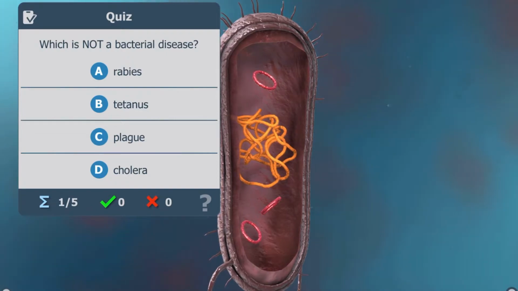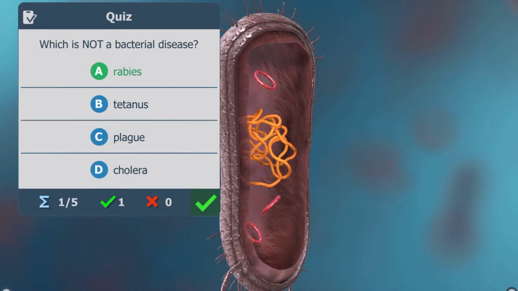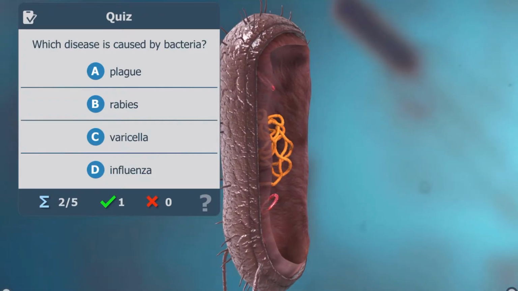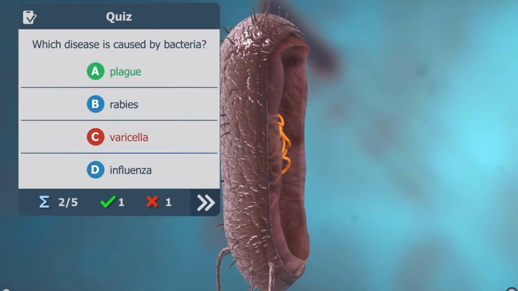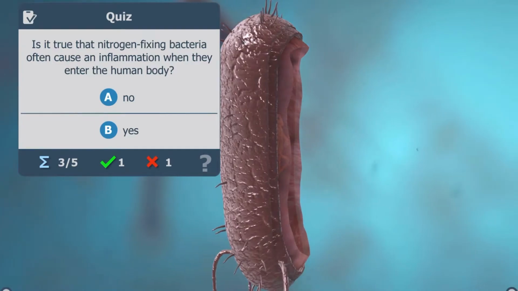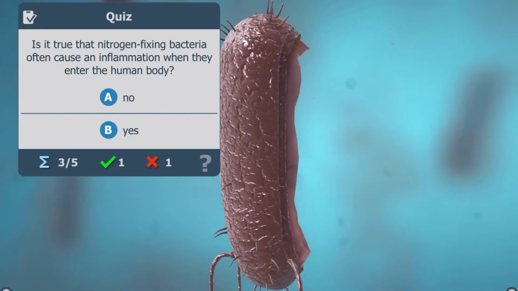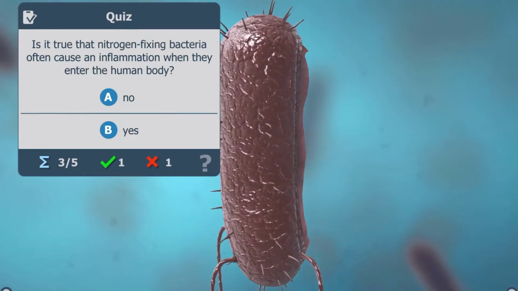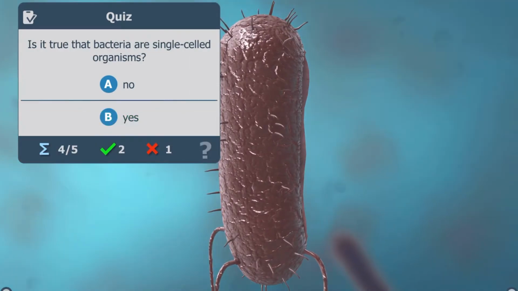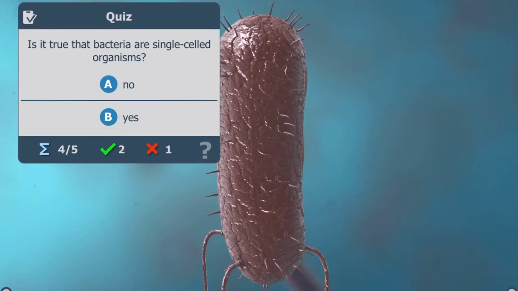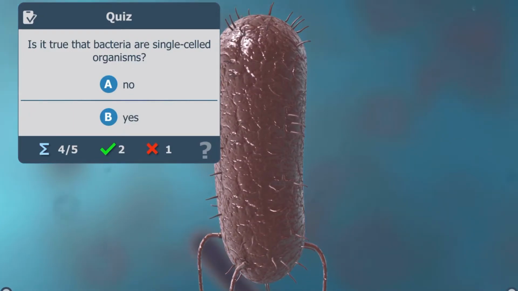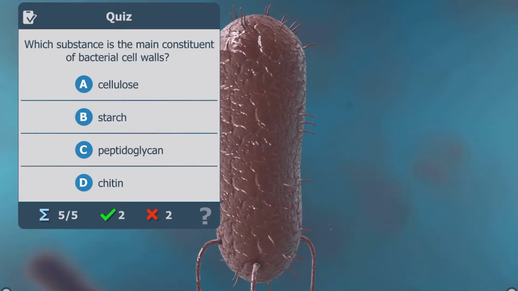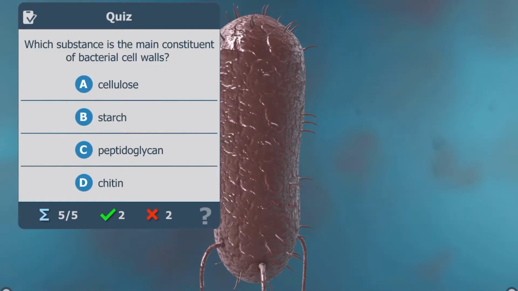Okay. What is it? Oh, rabies. Yes. Okay, which disease is caused by bacteria? Plagues, rabies, varicella, influenza. Varicella. Okay. Is it true that nitrogen-fixing bacteria often cause inflammation when they enter the human body? Yes, of course. Yes. Oh my god. Yes, that's correct. Is it true that bacteria are a single-cell organism? No. Yes. Which substance is the main constituent of bacteria cell wall? Peptidoglycan. Yes.